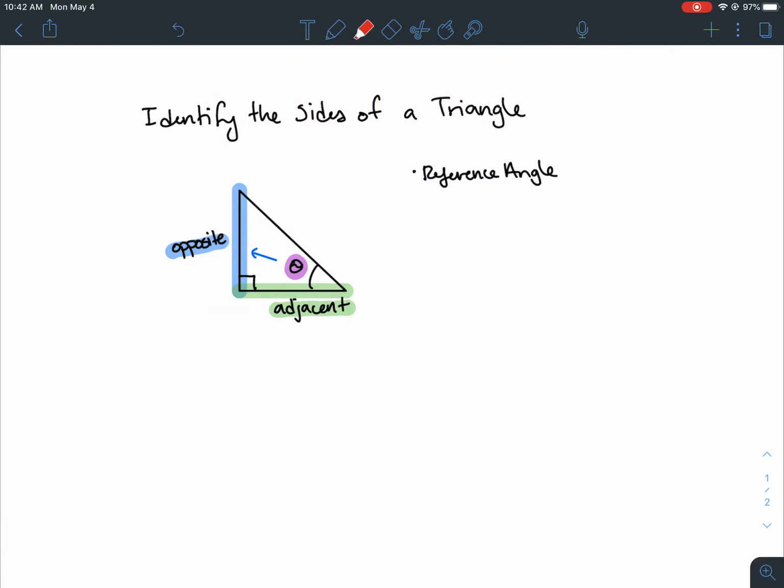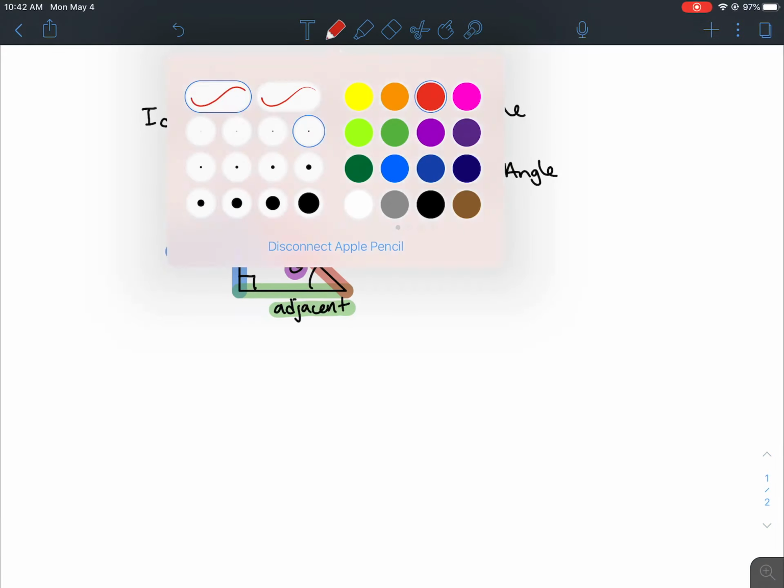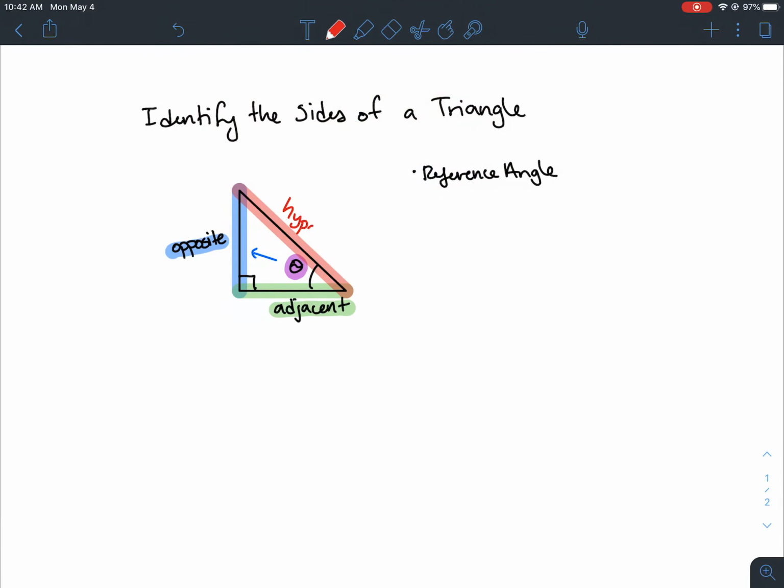And again, we all should know now, after we've been doing this for a few weeks, this here is our hypotenuse, which is always the longest side or the side opposite of the 90-degree angle. And so this is going to be really important that we know these three sides and the reference angle. So we have to be able to find our opposite, our adjacent, and the hypotenuse.